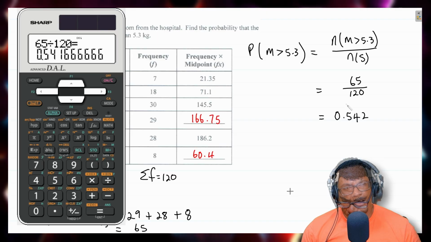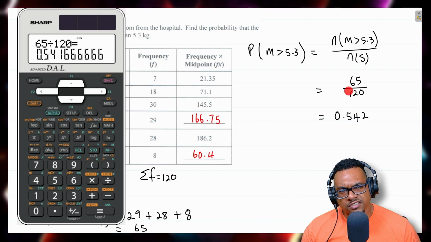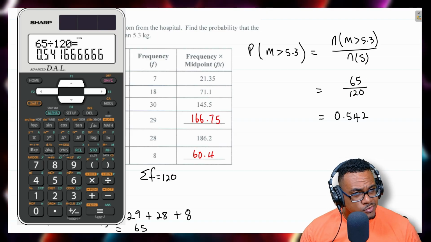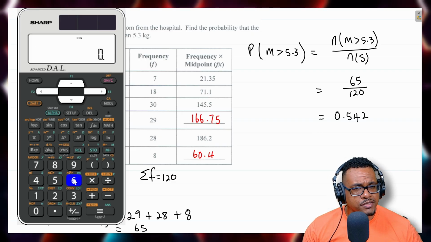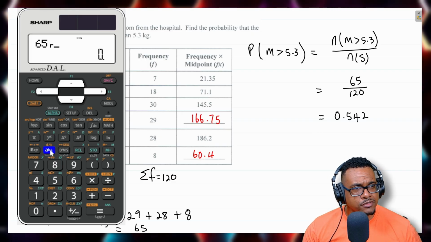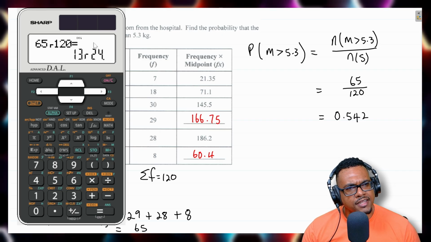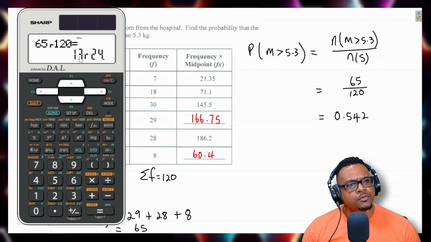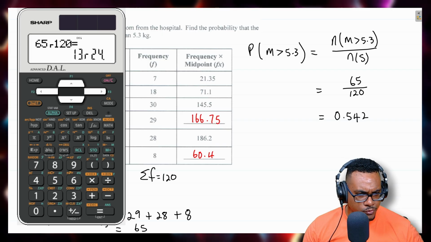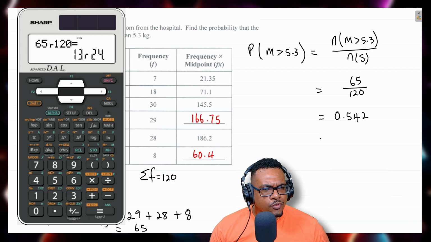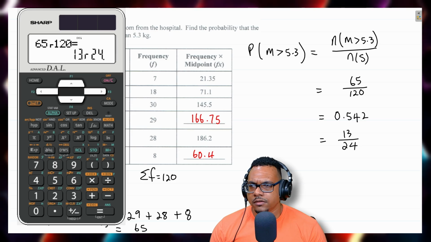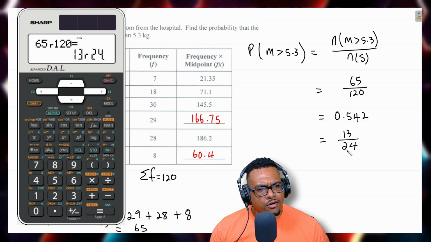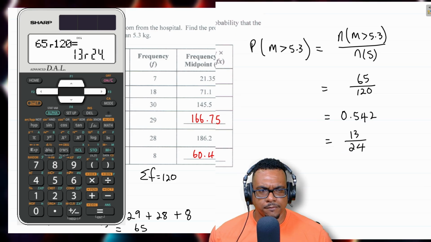So that's 0.542. Now we could also break down this fraction into its lowest terms, and we can do that using the calculator as well. We just use the fraction button, put 65 over 120, press equal, and you see the calculator breaks it down to its lowest terms, which is 13 over 24. So your answer could also be 13 over 24. Whether you want to write it as a decimal or a fraction, that's okay.